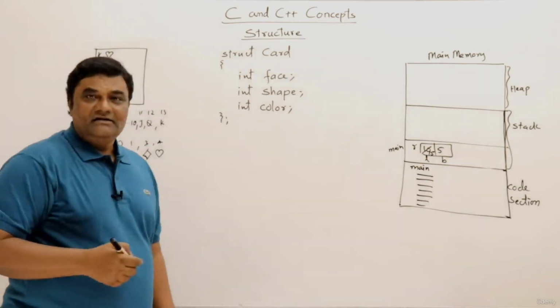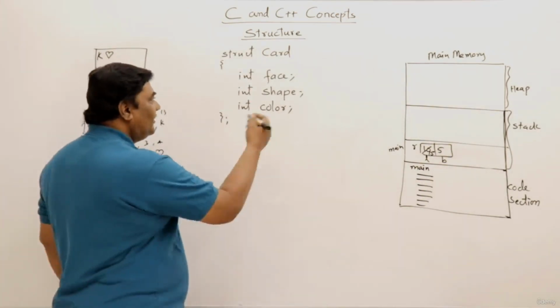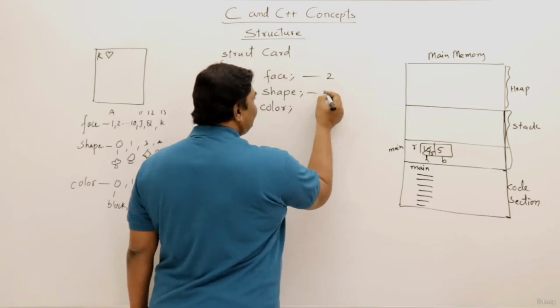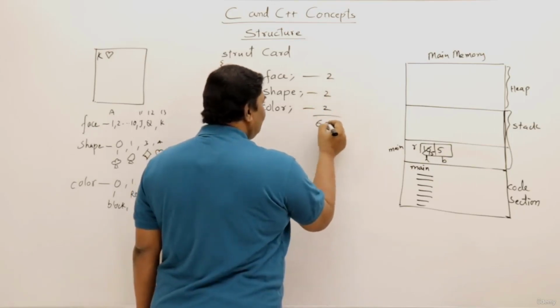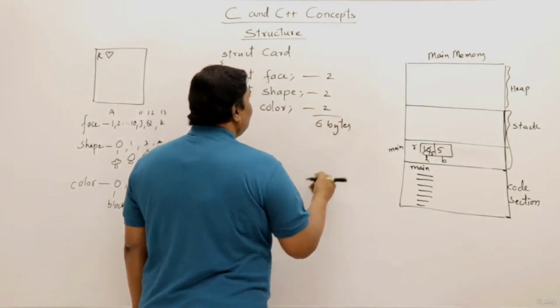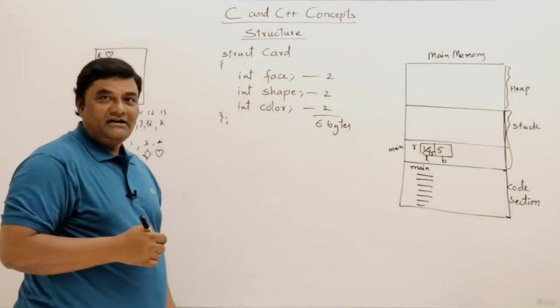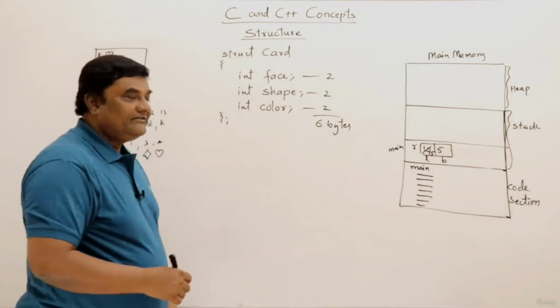This is how we can define a playing card. So this is the definition. Now how much space is it taking? Suppose if I say integer is taking 2 bytes, so total 6 bytes of memory it is taking. This is just a definition of a card. Now let us declare the variable.